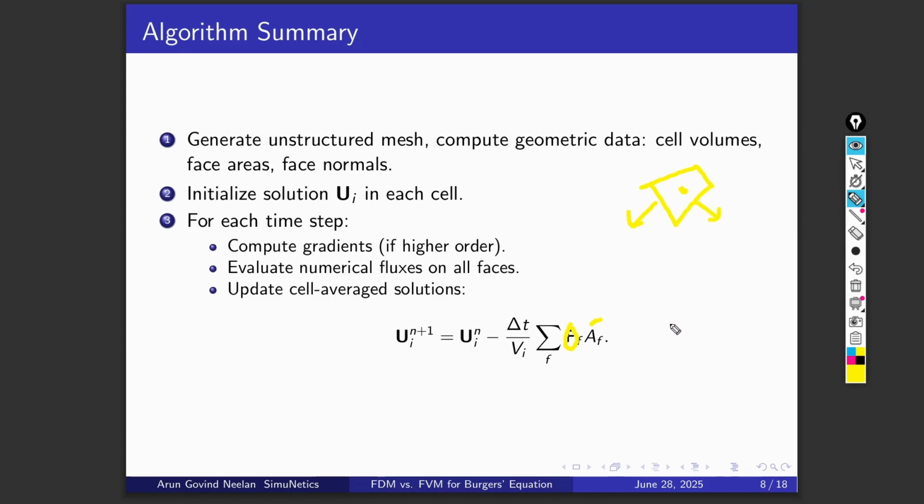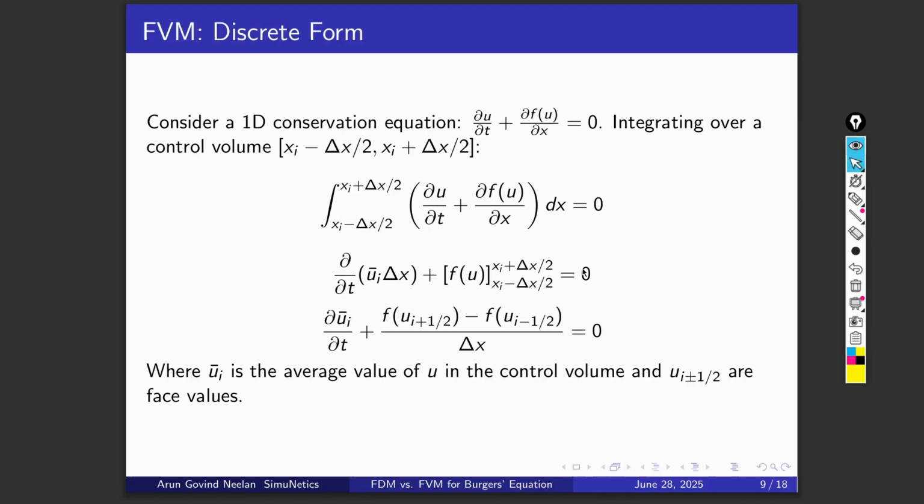Then we summate all the fluxes, and we march over time. This is how the finite volume method works. It is slightly more complicated than the finite difference method, and slightly easier than the finite element methods. I hope you got an overall idea of how the finite volume method works. And now we shall make it a little bit more precise.